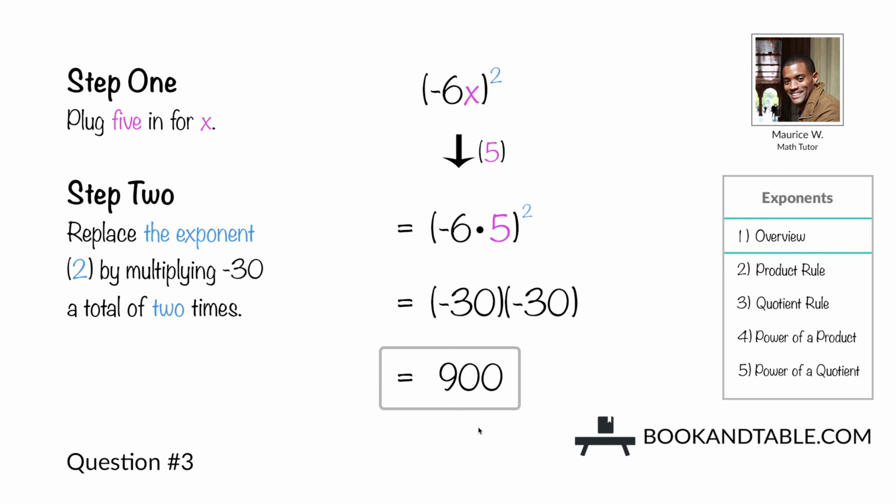Question number 3. We are given the monomial negative 6x squared. In this case, we have negative 6x enclosed in a pair of parentheses. That means step 1, we still plug in 5 for x. That gives us negative 6 times 5. And since negative 6x is inside the pair of parentheses, this negative 30 is what you are multiplying a total of 2 times, step 2. So you get negative 30 times negative 30, which gives you an answer of 900.